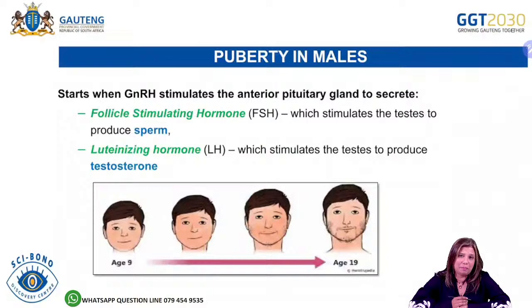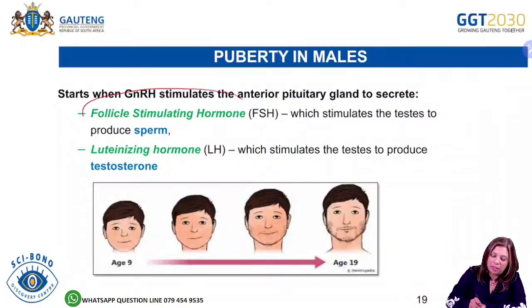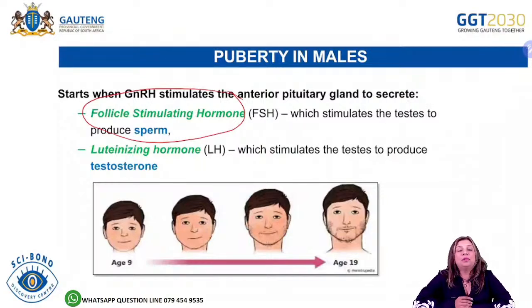So let's talk about puberty in males. The GnRH stimulates the anterior pituitary gland to secrete. Now you must remember there are two main hormones involved here: the follicle stimulating hormone and the luteinizing hormone. We're going to deal with the follicle stimulating hormone first. The follicle stimulating hormone stimulates the testes to secrete sperm cells. And then the second hormone in puberty in males is the luteinizing hormone, and this stimulates the testes to secrete testosterone.